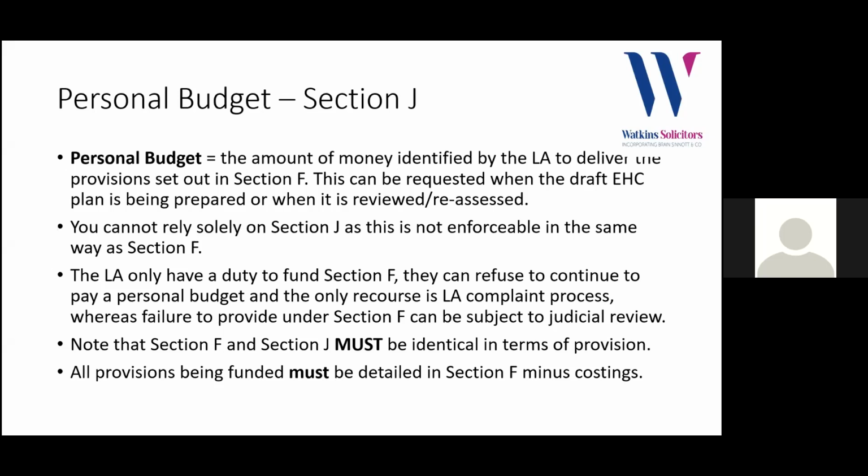This can be requested when the draft EHC plan is being prepared. For example, speech and language therapy and occupational therapy are pretty poorly provided, and local authorities seem to struggle to make provision in section F of some things. So you can request that the local authority give you a personal budget so that you can then make that provision. But local authorities can refuse personal budgets. Any provision in section F should be set out, but you don't detail costings in section F.